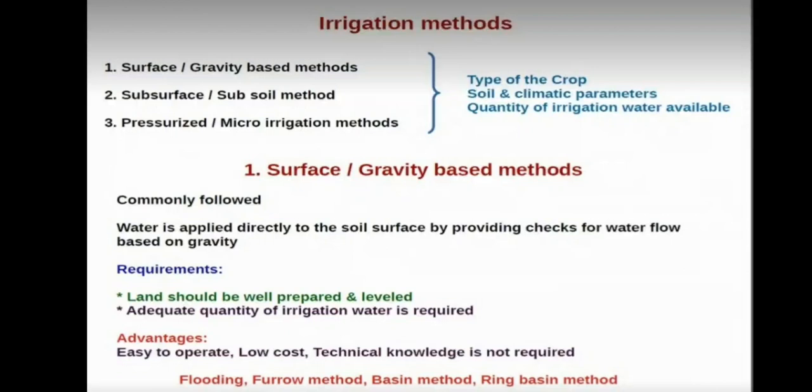First, we will learn about the surface or gravity based method. Water is applied directly to the soil surface by providing checks, and water flows based on gravity. This is a very commonly seen method of irrigation. Next, what are the requirements for this method?